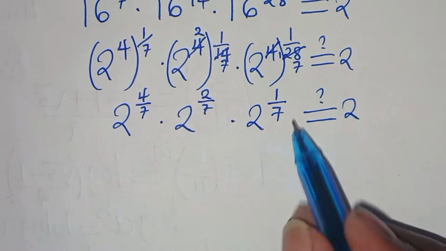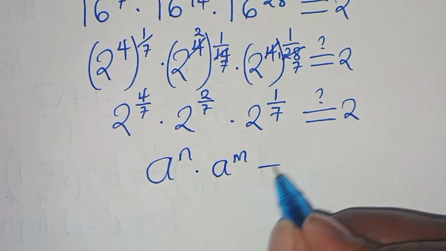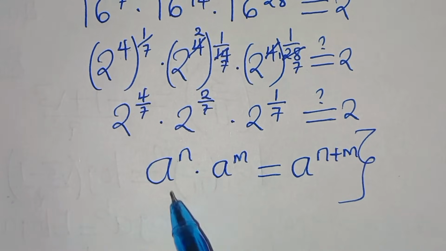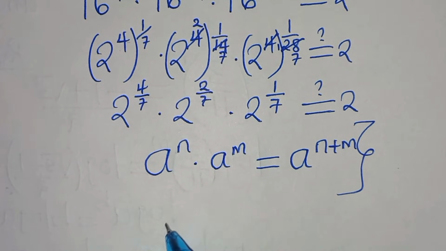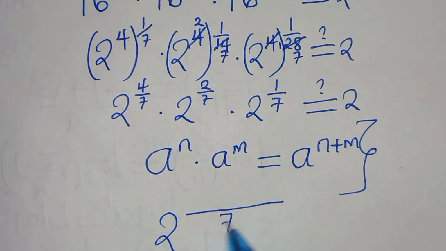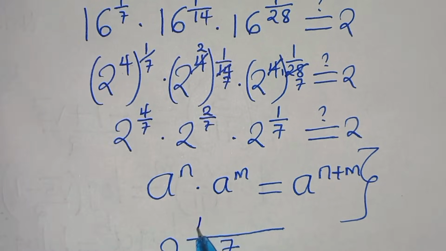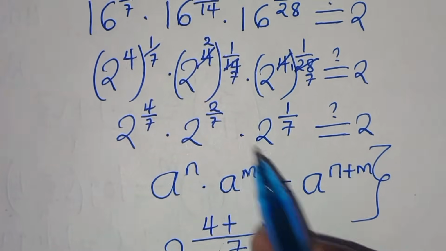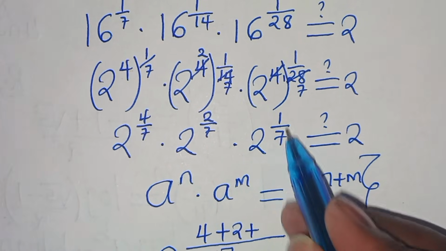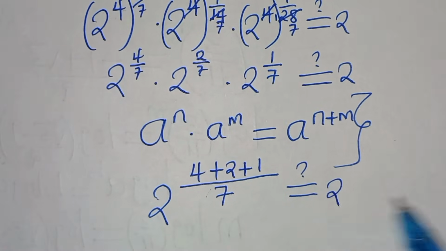Now, this is in the form of a to the power of n times a to the power of m, which we can express as a to the power of n plus m. Applying this exponent property, we have 2 raised to the power of, we have the LCM here, which is 7. So we have 7 divided by 7, this is 1 times 4, so we have 4 here, then plus 7 divided by 7 is 1 times 2, so we have 2 here, then 7 divided by 7 is 1 times 1, so we have 1. This is supposed to give us a value of 2.